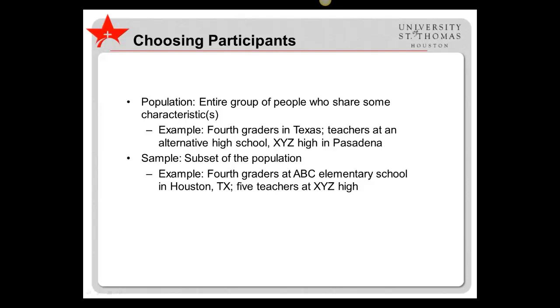A sample is a subset of the population. All members of the sample should meet the criteria, but the group only includes some, not all, of the population's members. For example, out of all Texas fourth graders, a sample might be drawn of fourth graders at ABC Elementary School in Houston. Similarly, out of all teachers at XYZ High School, a sample of 5 teachers might be chosen.